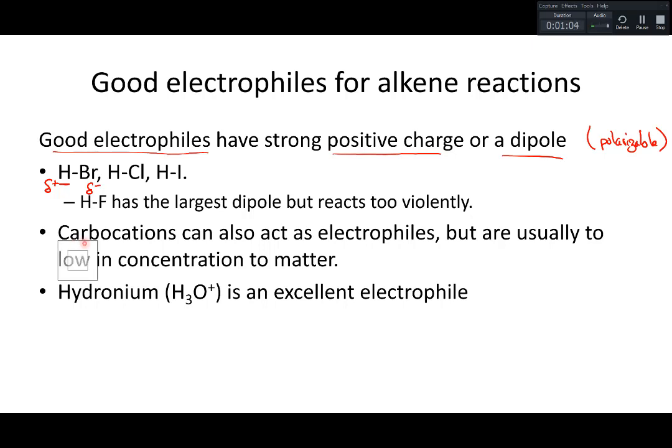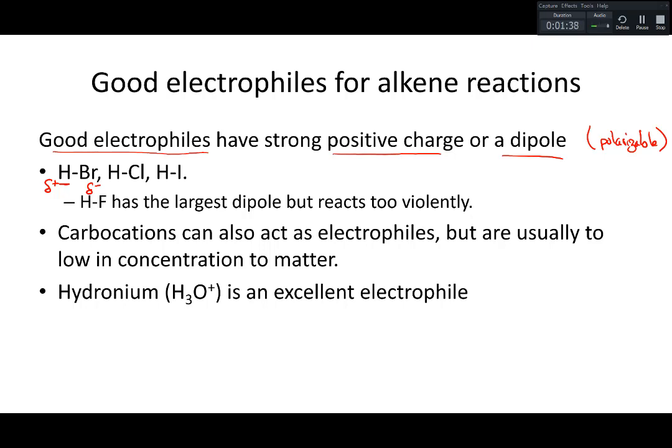And finally, carbocations can actually also act as electrophiles. We do see this in some instances, but usually because carbocations are so unstable, their concentrations are low all the time. And that's why we don't see carbocations adding on to create essentially what would become polymers, long chains of the same molecule attaching to itself. So low concentrations usually keep the carbocations from acting as electrophiles in these reactions.